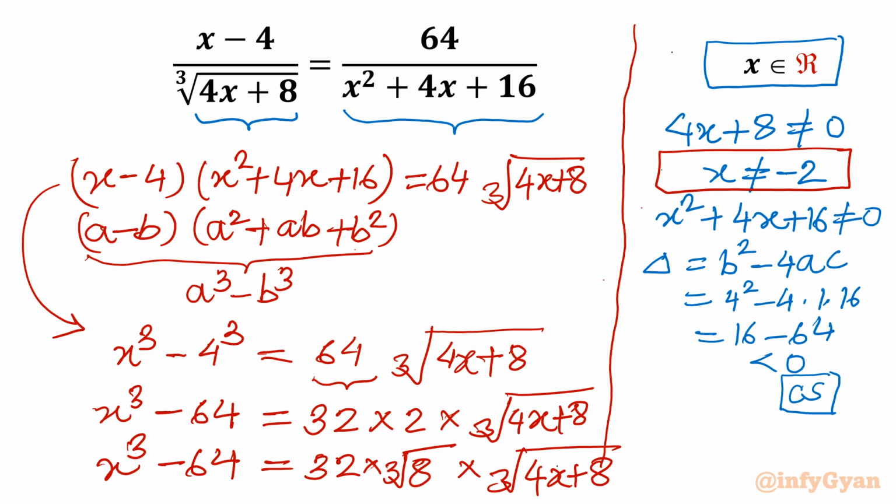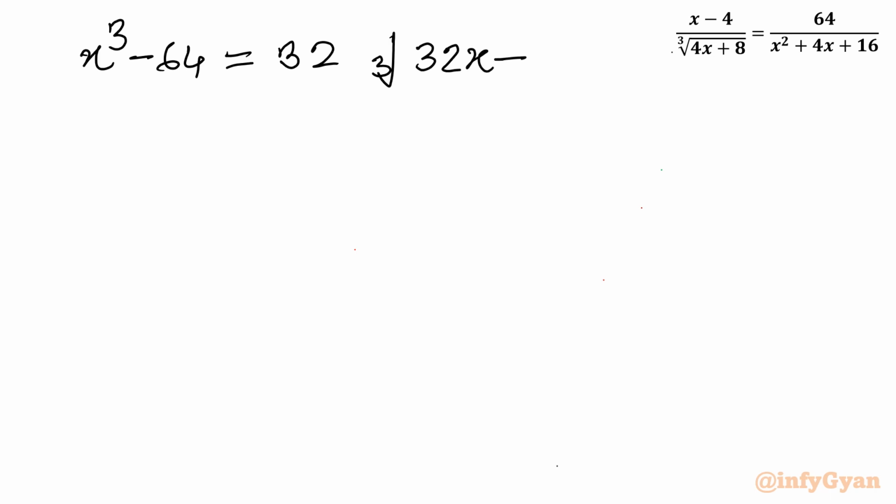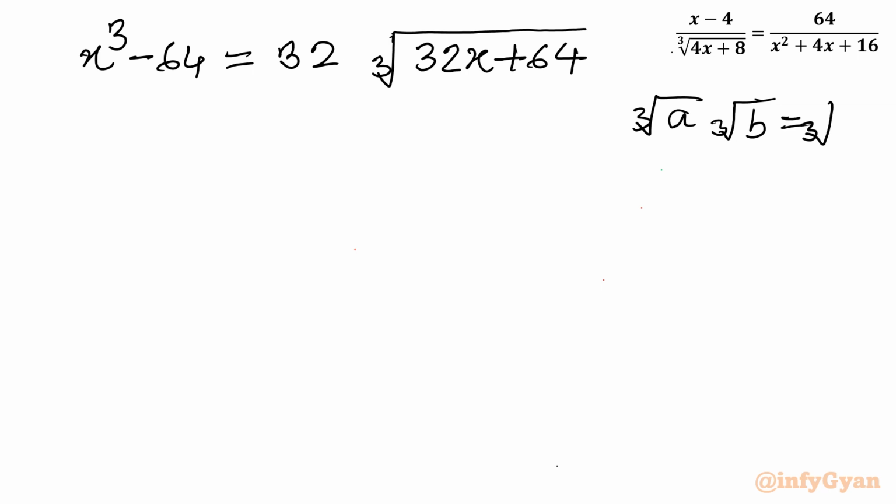So I will write x cube minus 64 is equal to 32 times cube root of 32x plus 64, merging both the cube roots. How is it? Cube root a times cube root b is equal to cube root ab.